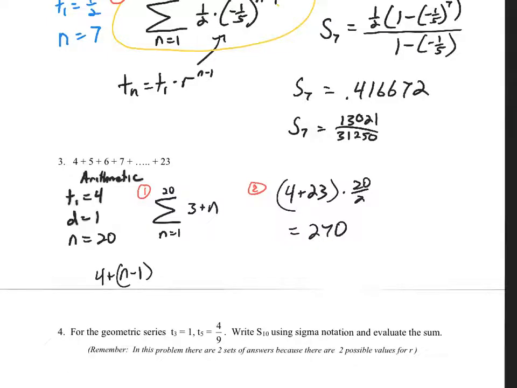There you go. Arithmetic. Difference is 1. Sigma notation here. Sum here. All right, flip it over to the next page and we'll get started on that.